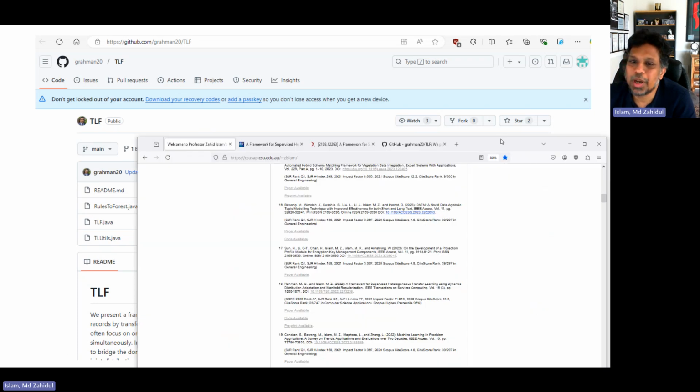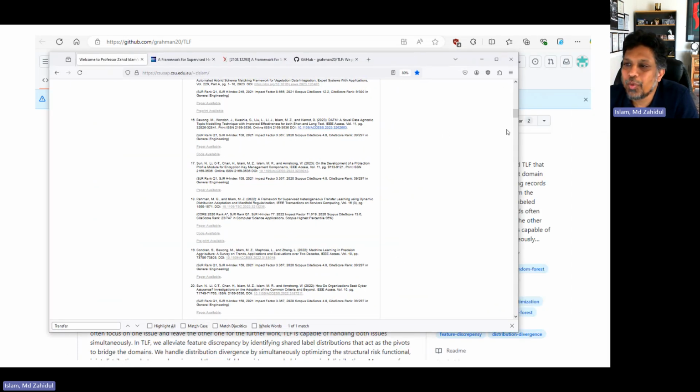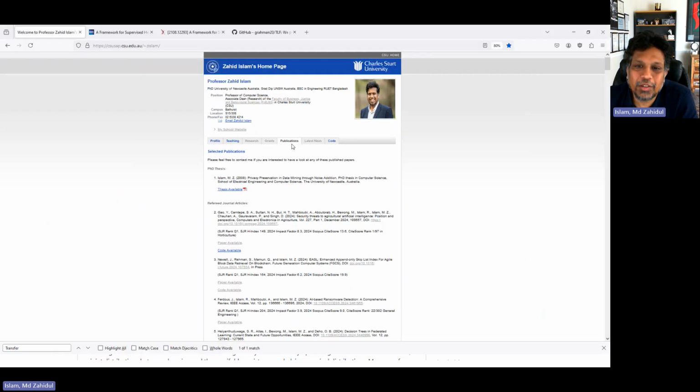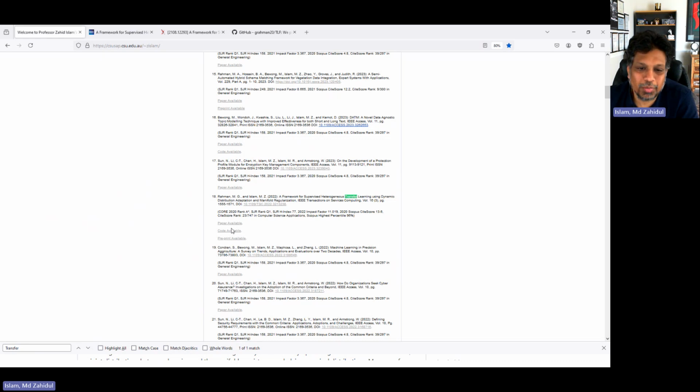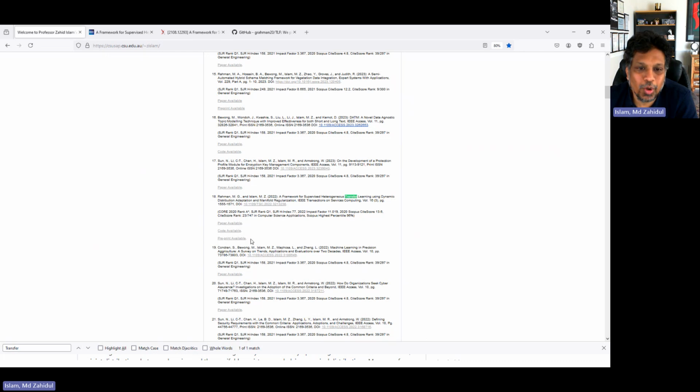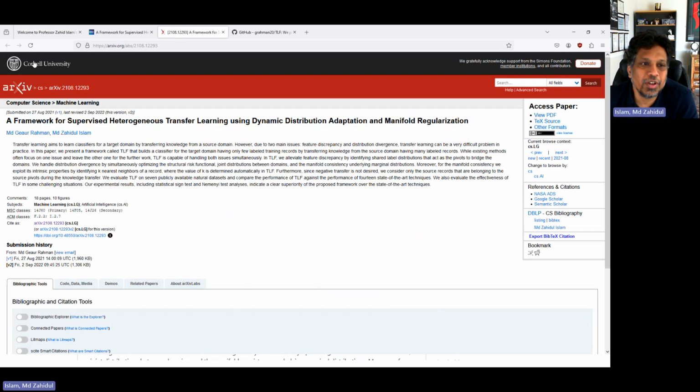Now the paper comes with code. So let me show you my web pages. If you search Zahid Islam online, you will eventually reach my web page. This is the web page you can see. If you go to publications and search by transfer learning, it will take you to the paper, and the full paper is available. The link is there, and you can download the paper from IEEE Xplore. In case you have problems downloading or accessing the full paper, a preprint version is also available. If you click on it, it will take you to arXiv, and you can download the PDF from there.